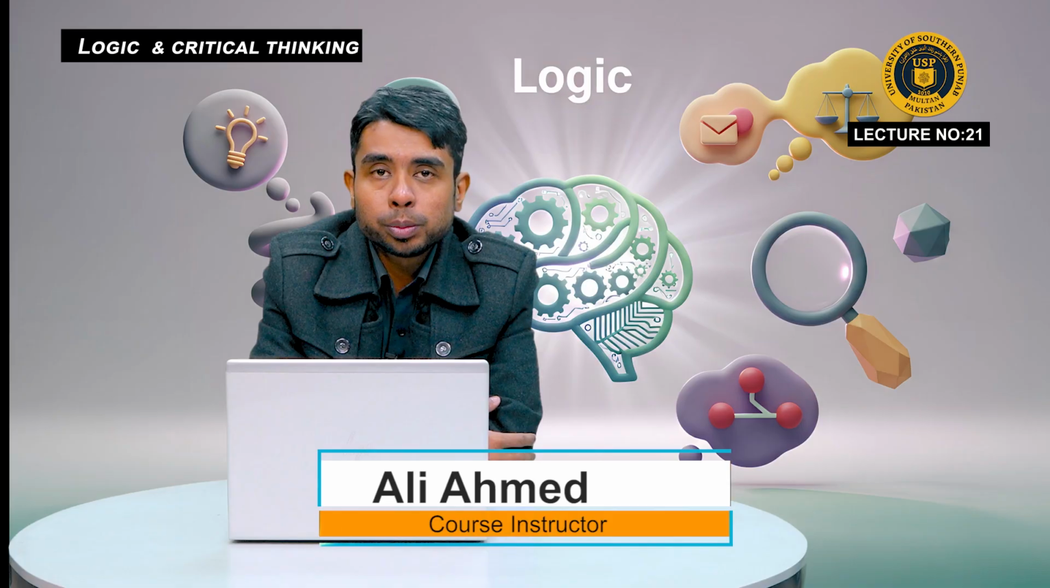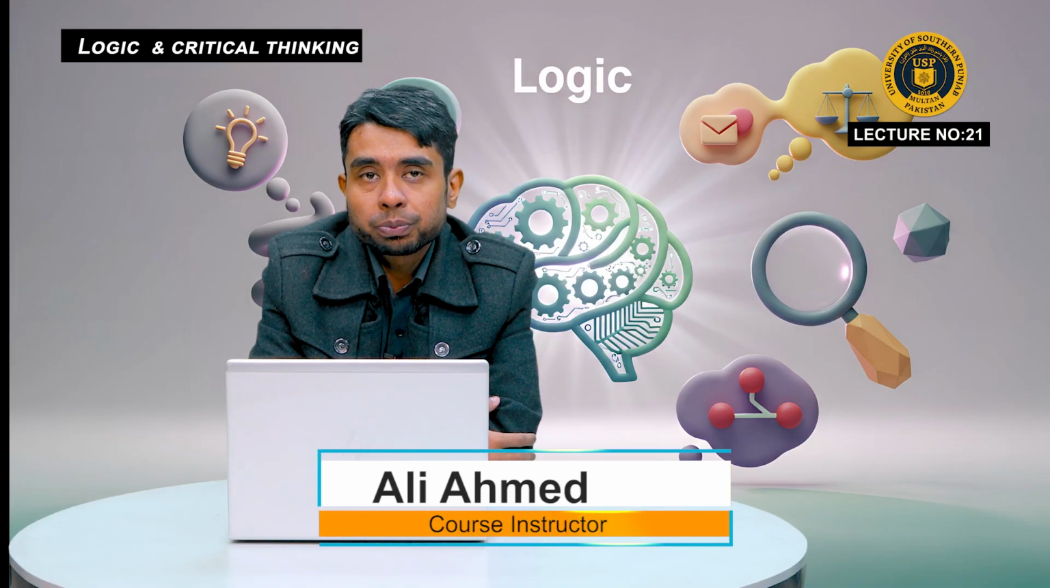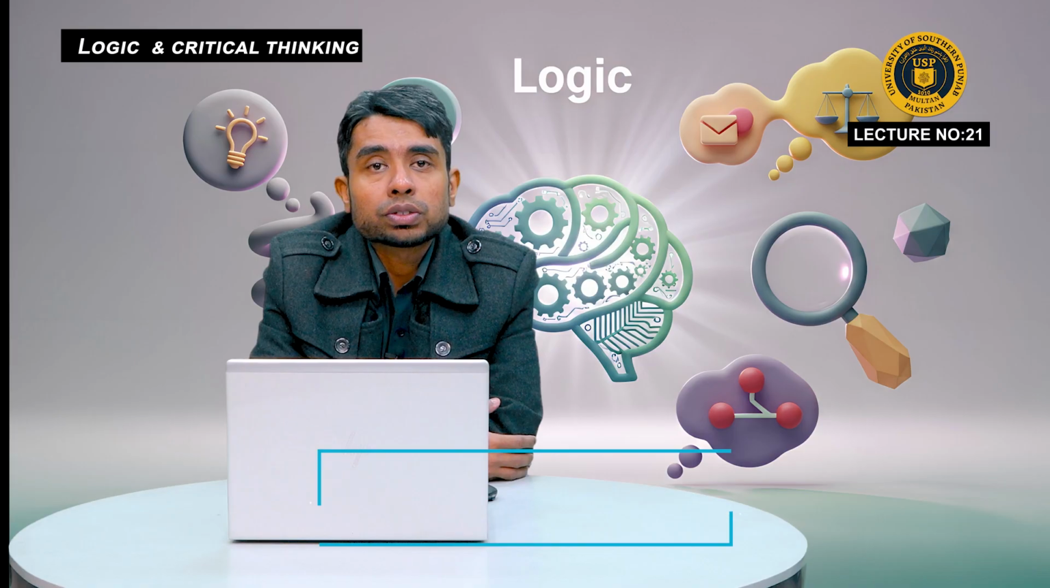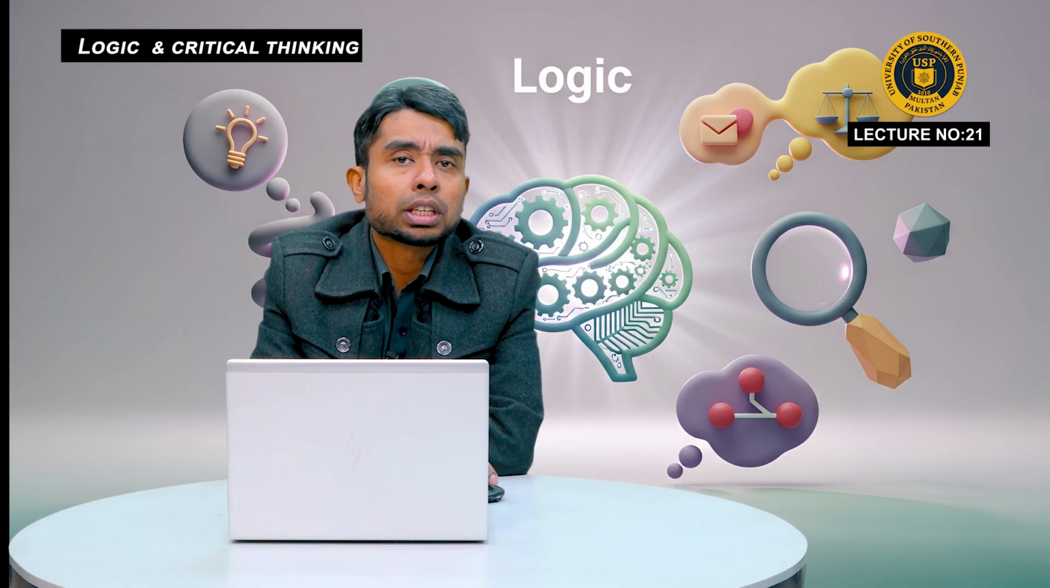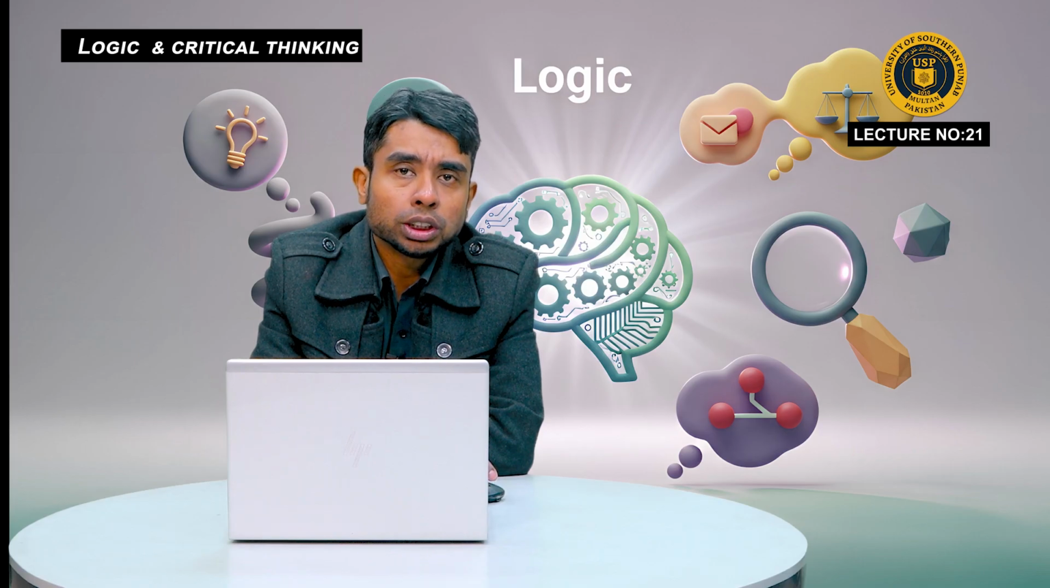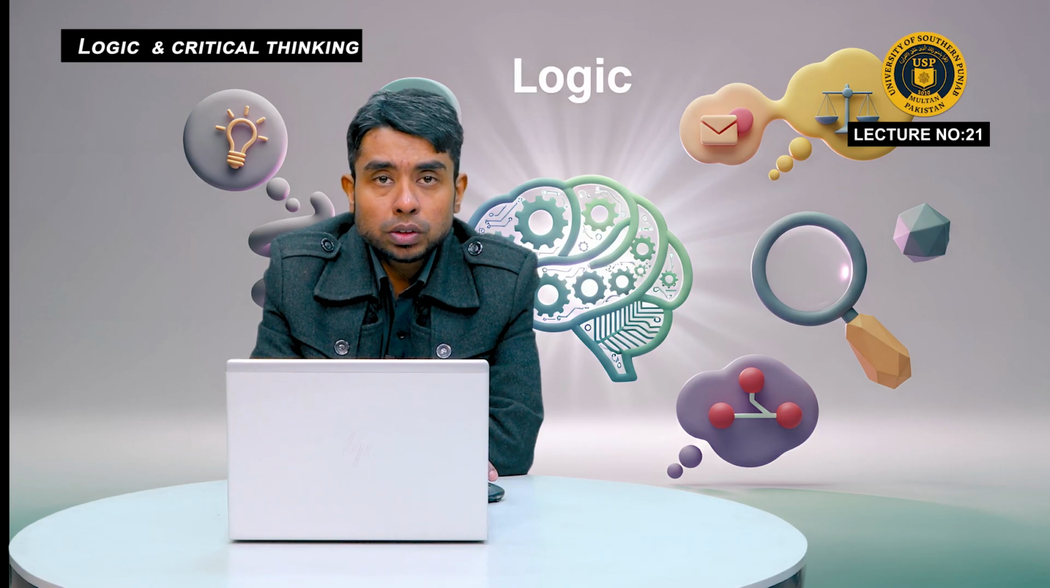Students, today we'll be discussing inconsistency. In logic, inconsistency refers to a set of statements that cannot all be true at the same time. A set of premises is inconsistent if there is no possible situation, no assignment of truth values, in which all the premises are simultaneously true.